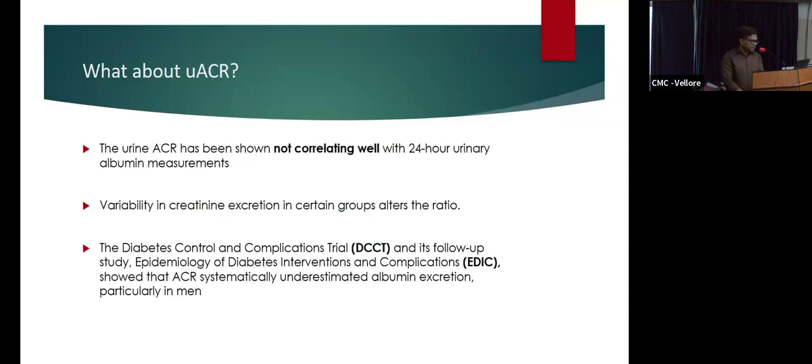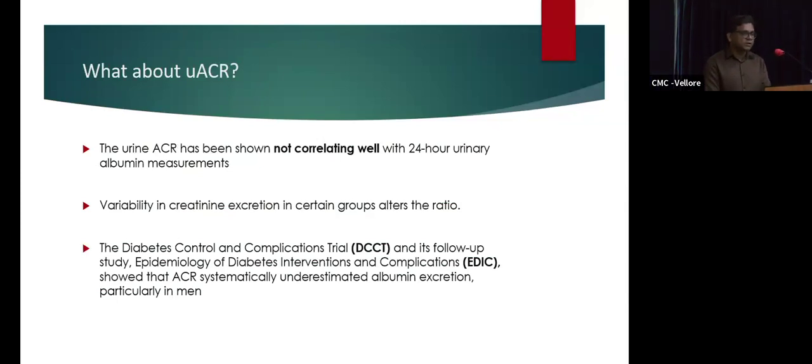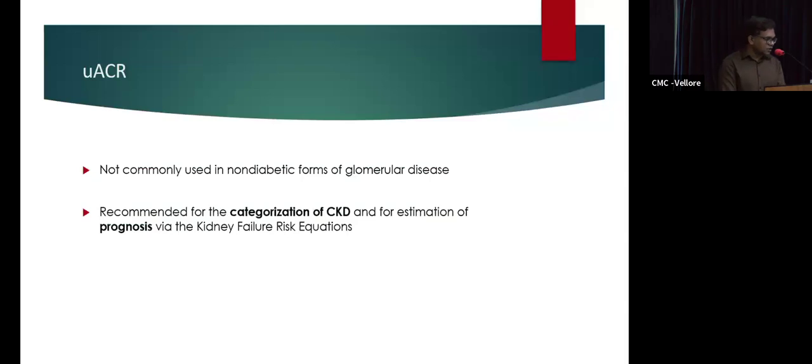The Diabetes Control and Complications Trial and EDIC trial used ACR for diabetic patients for monitoring purposes only. But it is not used in non-diabetic patients like the GN patients or some CKD patients. And it is recommended for the categorization of CKD, which shows the categories A1, A2, and A3, and the prognosis.